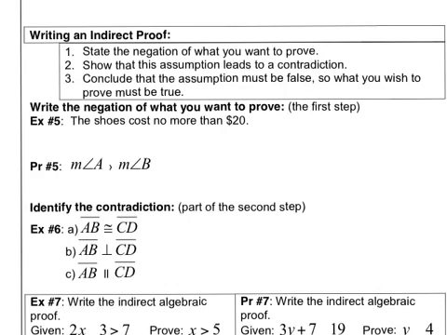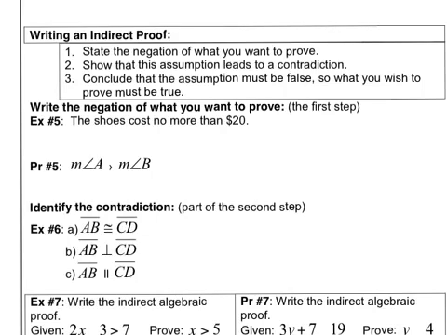Okay, here's the continuation of the 5.3 notes. We're going to talk about how to write an indirect proof. These are the three basic steps here. First, you state the negation of what you want to prove. So whatever you want to prove, you just assume the opposite.